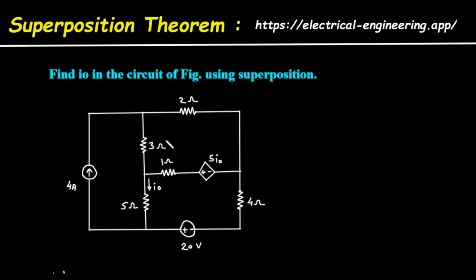The superposition theorem is a way to analyze circuits with multiple independent sources. It states that the total current in any part of a linear circuit is the sum of the currents produced by each independent source acting alone, while all other independent sources are turned off.